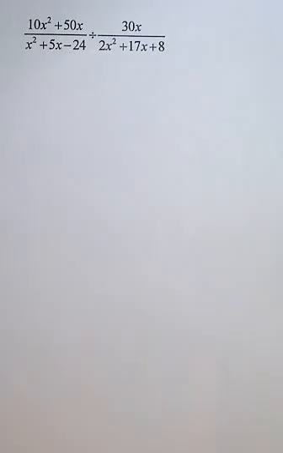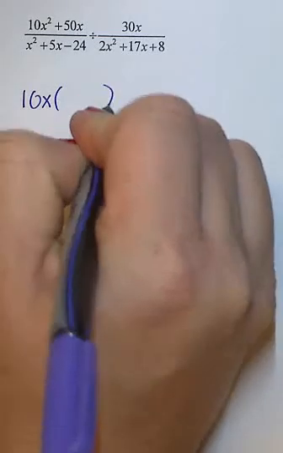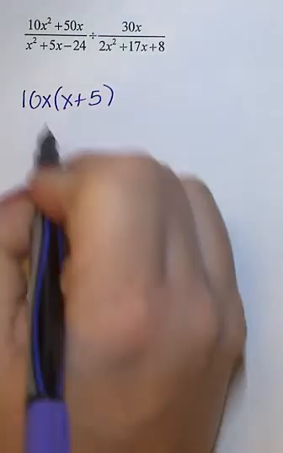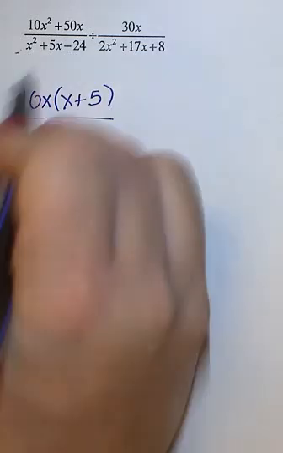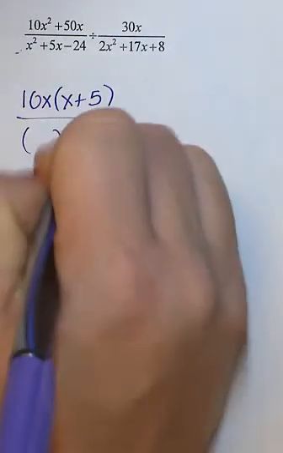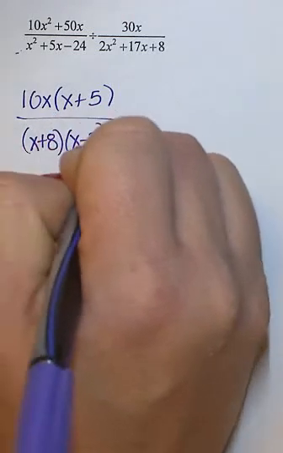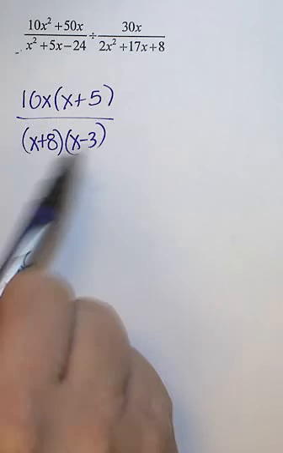For additional practice, let's start with the numerator of the first fraction. I can factor out a 10x, and in parentheses I'd be left with x plus 5. In the denominator, two numbers that multiply to equal negative 24 and combine to give you a positive 5 would be x plus 8 and x minus 3. Since the leading coefficient is a 1, I don't have to divide both terms by 1.